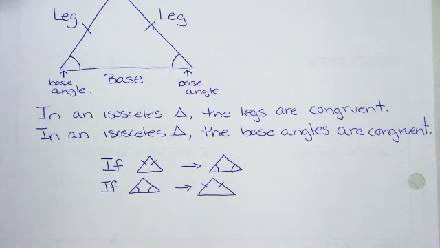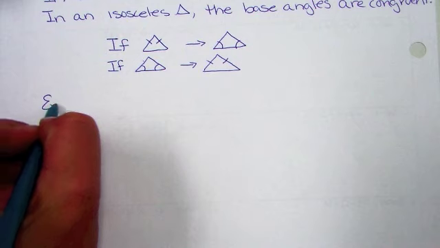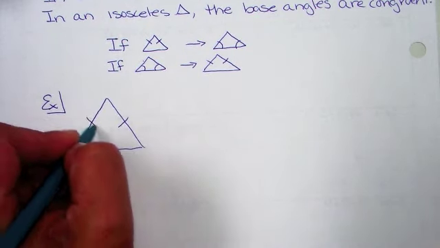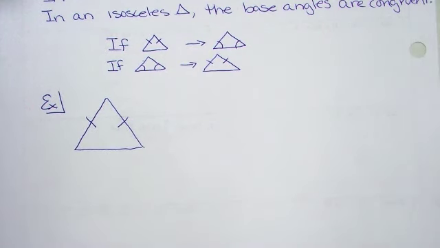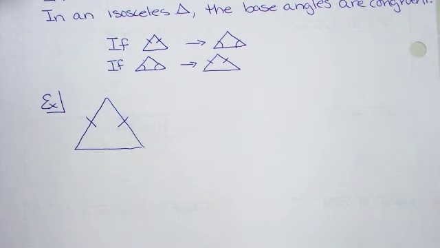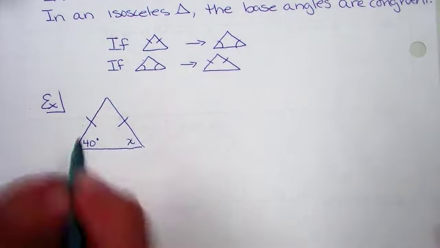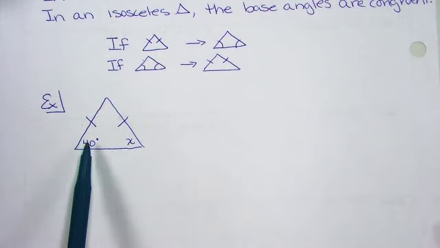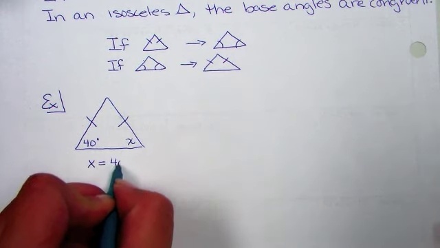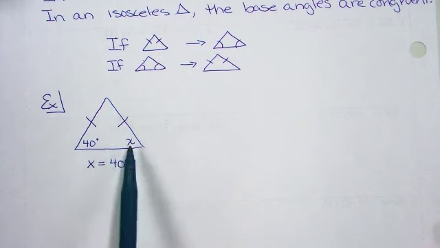Let's look at a few examples. First example. This is an isosceles triangle because I can see that two of the sides are marked congruent. If this angle right here is 40 degrees, then I know that x also has to be 40 degrees, because if the sides are congruent, then the base angles are congruent.